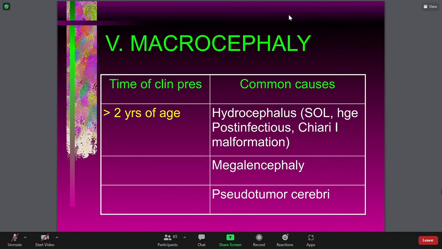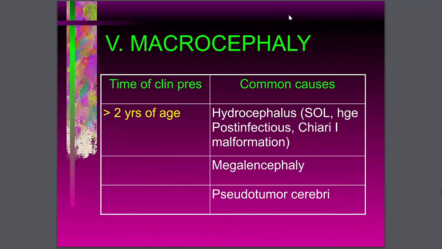overuse of steroids, overuse of vitamin A, or it may be secondary to obesity, no? Even in morbid obesity, a patient may manifest with pseudotumor cerebri. Next slide, please.